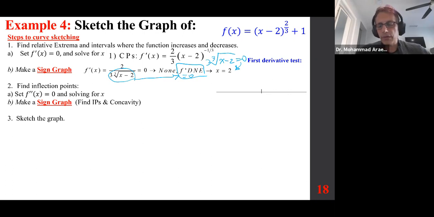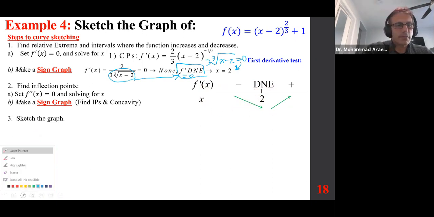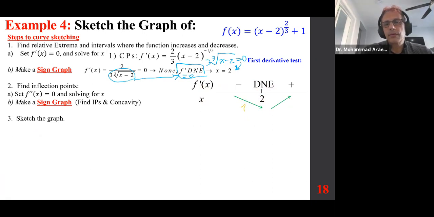Let's do the sign graph on that. Here's how the sign graph works. 2 is the only critical point. At x equals 2, f prime doesn't exist. What happens to the left of 2? Pick a number. What is the easiest number? 0. TP, short for test point, 0.